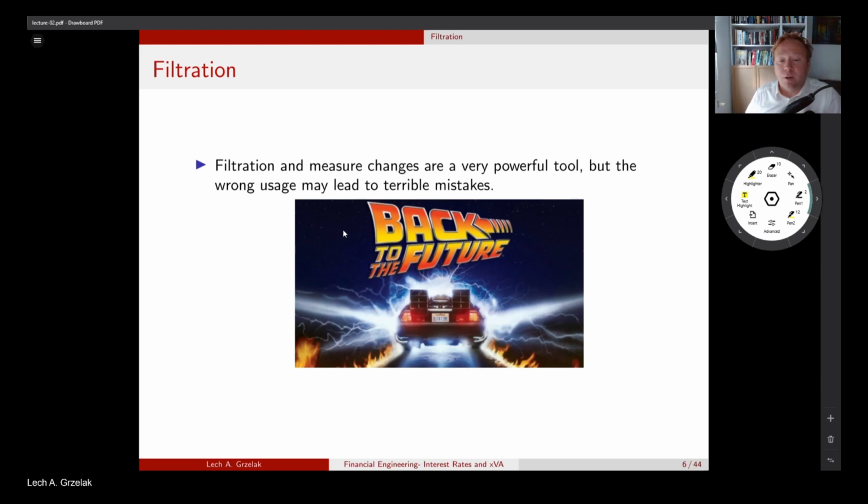And this is related to the Back to the Future movie, of course. If you know how to use your tools, if you know how to travel in time, if you know how to use your filtrations, you can really benefit from it. You can really learn and exploit the tools and the models you have in your portfolio. However, if you make a mistake, then it takes quite some time to fix it. Often you have to go back to square one and untangle the problems you have made by a simple mistake related to filtration.